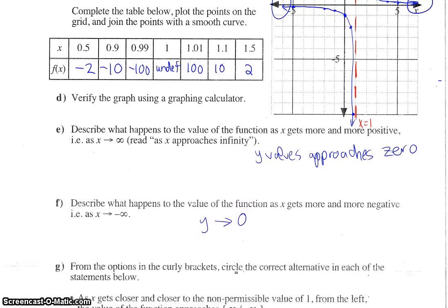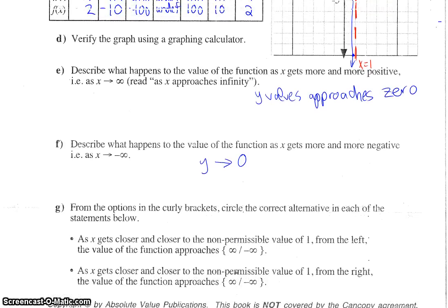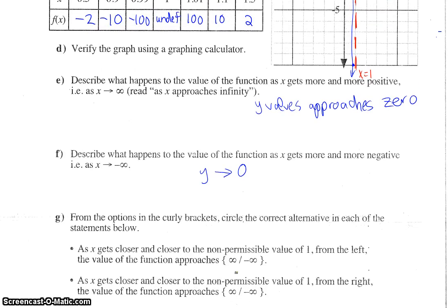Okay, so let's choose some options here. So, as x gets closer and closer to the non-permissible value of 1, we're talking about the vertical asymptote here. The value of the function approaches, from the left, really big negative values, so negative infinity. And as we approach from the right, we are approaching really big positive values for y. And that was the situation for this graph. That's not necessarily true for all graphs. Okay, let's look at the next page.